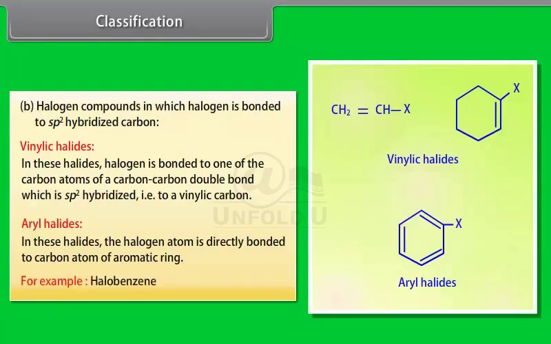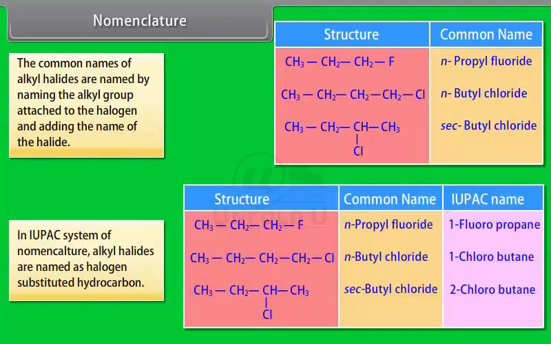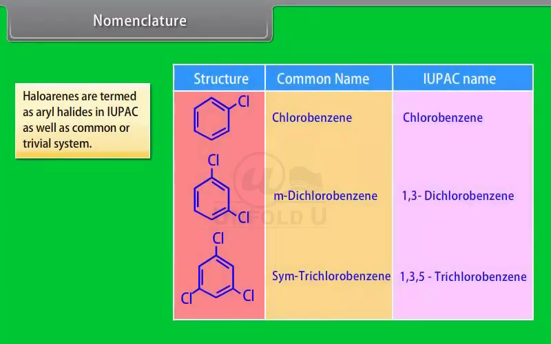For example, halobenzene. Nomenclature. The common names of alkyl halides are named by naming the alkyl group attached to the halogen and adding the name of the halide. In the IUPAC system of nomenclature, alkyl halides are named as halogen substituted hydrocarbons. Haloarenes are termed as aryl halides in IUPAC as well as common or trivial system.